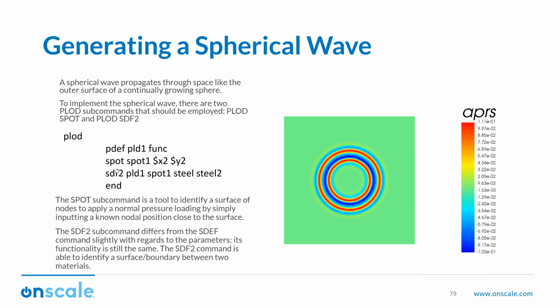Then the SDF2 method takes the pressure definition and the spot, and the pressure is assigned not using key points, but using the difference of two materials. You saw in my previous example that I'm using steel and steel 2, which are basically the same material but with different names. When I feed that to the SDF2 command, it basically says, okay, you will assign the pressure to the edge defined by the difference of those two materials.